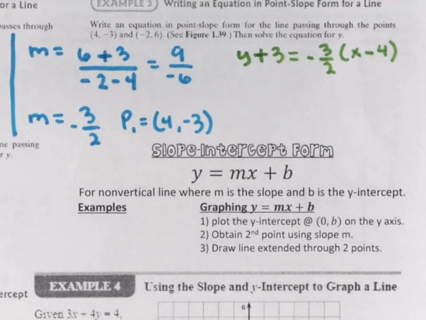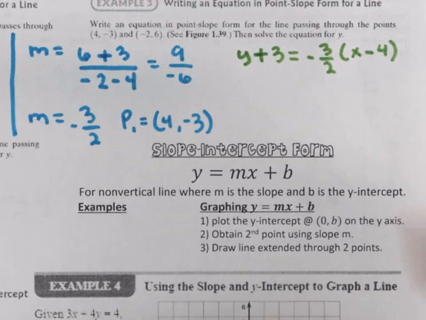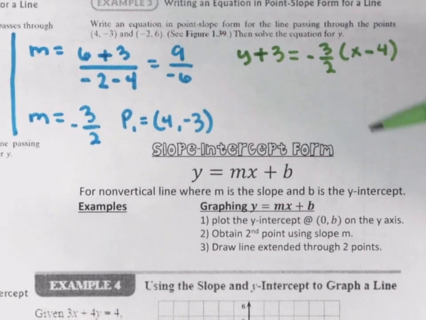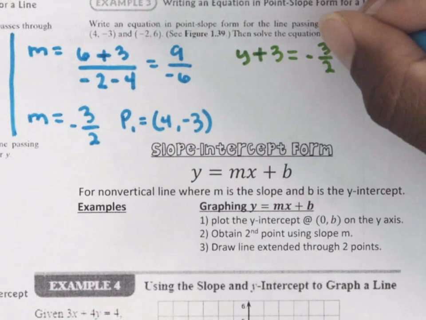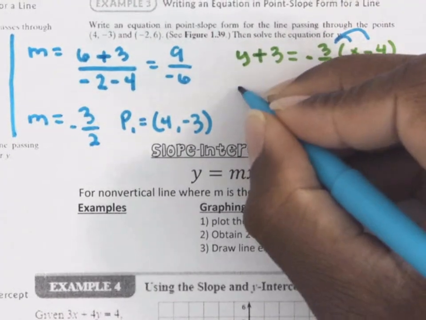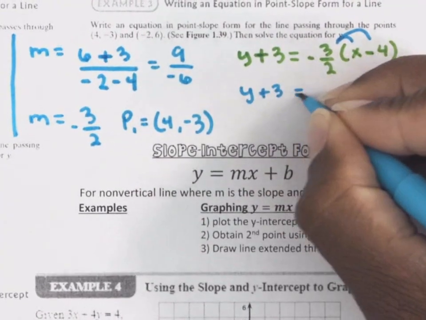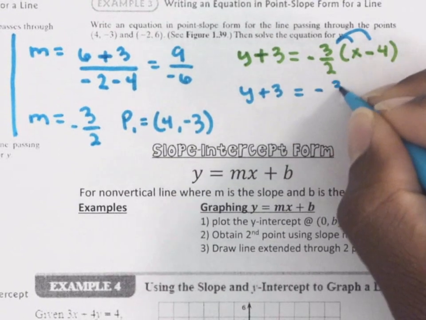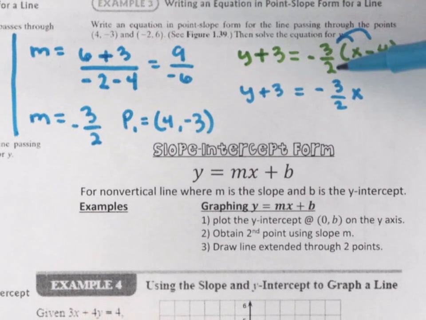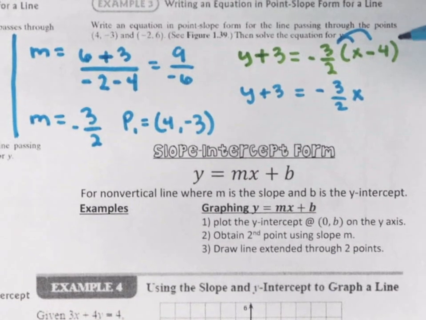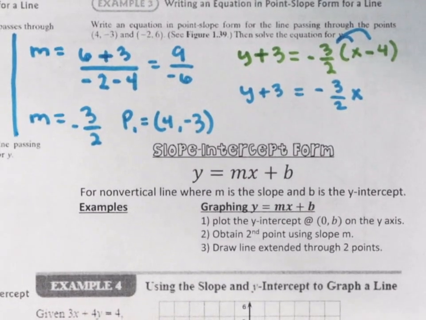Let's make it look a little nicer and put it in slope-intercept form. What would you do first? Distribute. And we get y plus 3 equals negative 3 over 2x. And then negative 3 over 2 times negative 4. What's that result going to be?